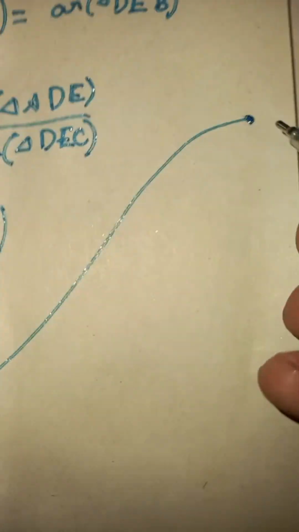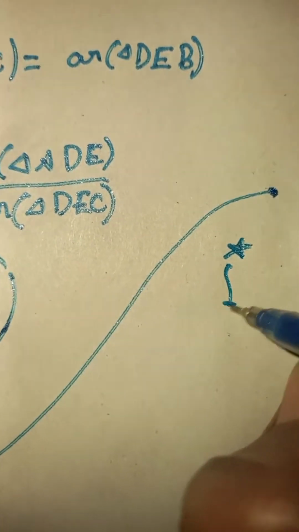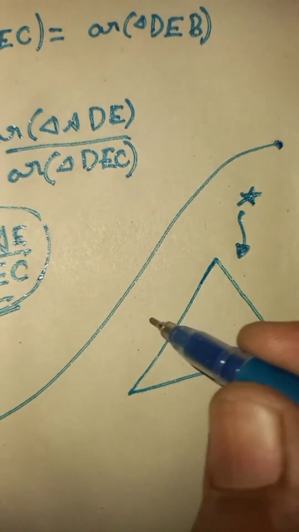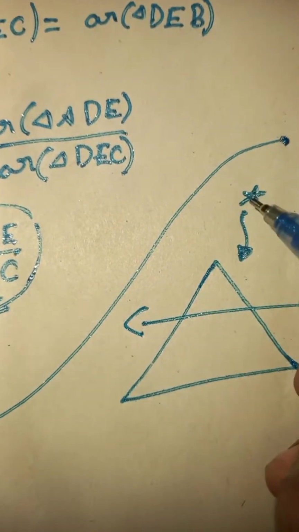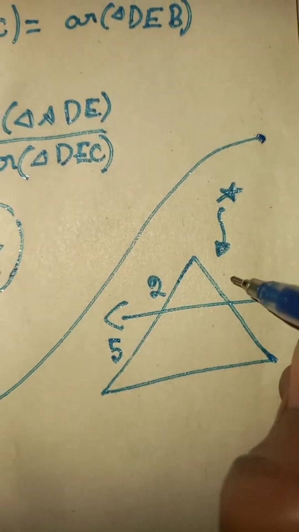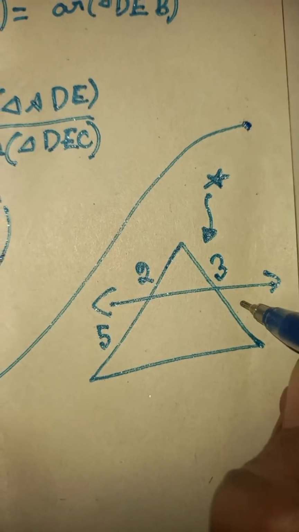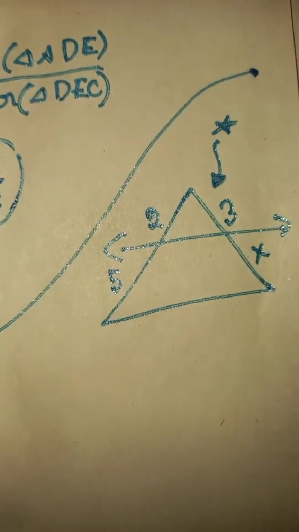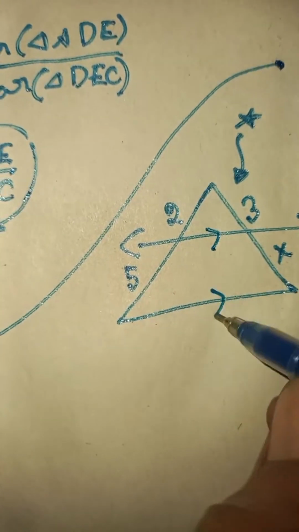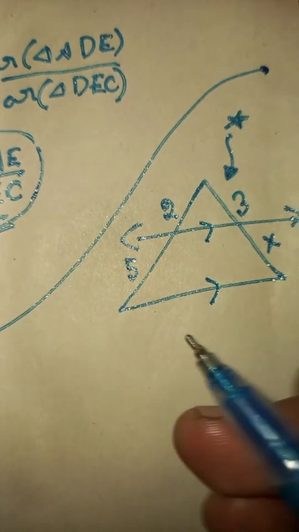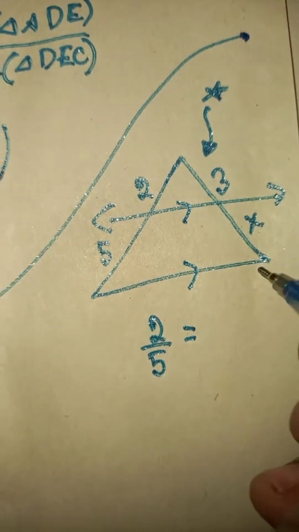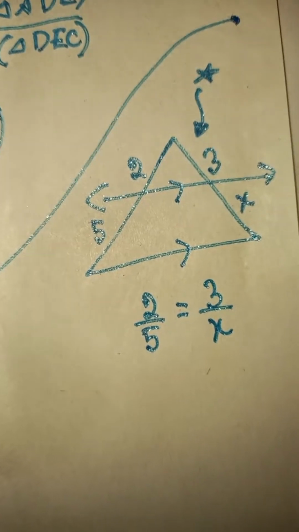Now let's take one more triangle. Here they have given this triangle, and here also they are asking, this is parallel, this side is 2 units, this is 5 units, and this one they have given us 3 units. You need to find out what x is. If these two lines are parallel, then they divide in equal proportion, meaning 2 by 5 will be equal to 3 by x.